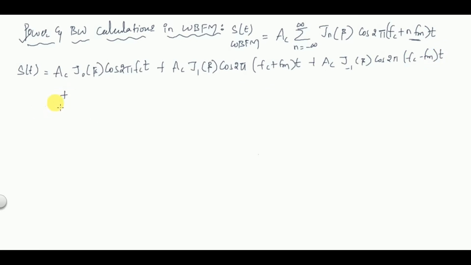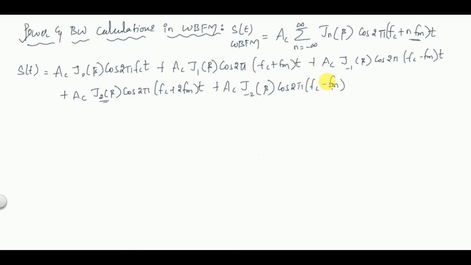Plus, I'm substituting n = 2 now. When you substitute n = 2, you get Ac J2(beta) cos 2 pi (fc + 2fm) t. So similarly you'll get the coefficient J2(beta). Plus I am substituting n = minus 2: Ac J minus 2(beta) cos 2 pi (fc - 2fm) t, plus so on. Okay, so this is the total time domain equation.